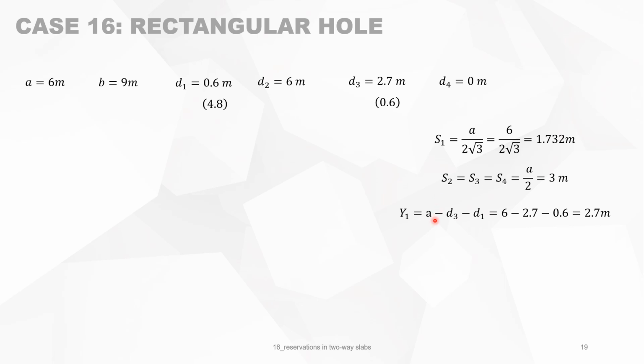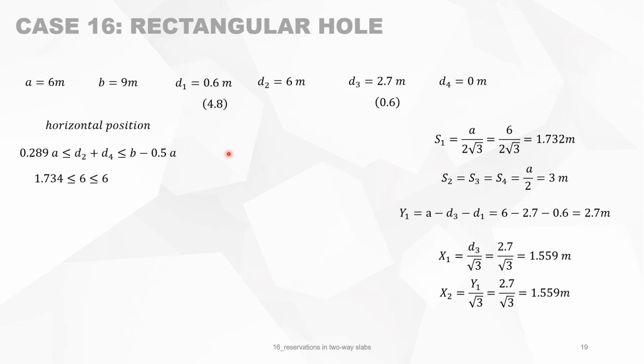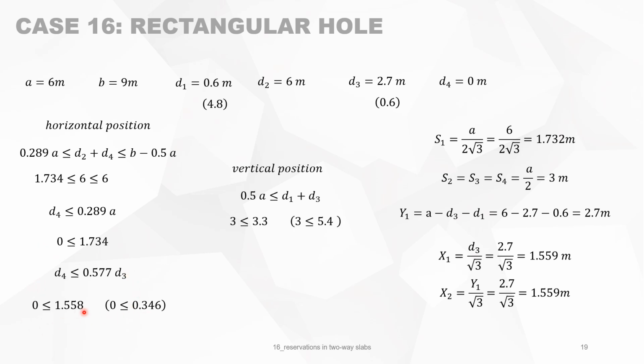Calculate S1, S2, Y1, Y2, and X1. And then we check for this type of reservation if the formulas are valid. The horizontal position, okay, that's a rounding off element, but it's valid. This is because the reservation is on the left edge of the support of the slab. We checked this one before, it's all okay. And then we check the vertical position. The vertical position is also okay. So it's fine, we can use the formulas in the previous slides.